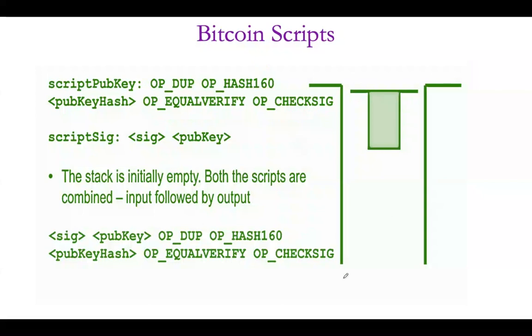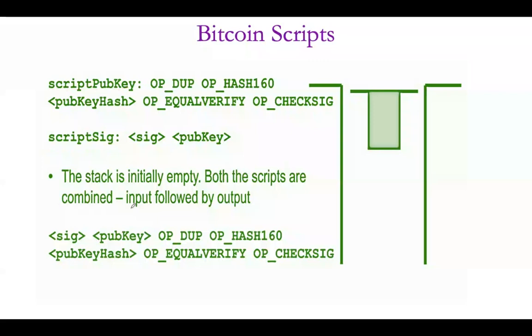So initially in the stack operation, the stack is empty, and both the scripts, your script public key and your script signature, are combined into an input followed by the output. So what is the input? The input is your public key, because you are going to create the coins, followed by the output. The input is your signature followed by the public key for spending.